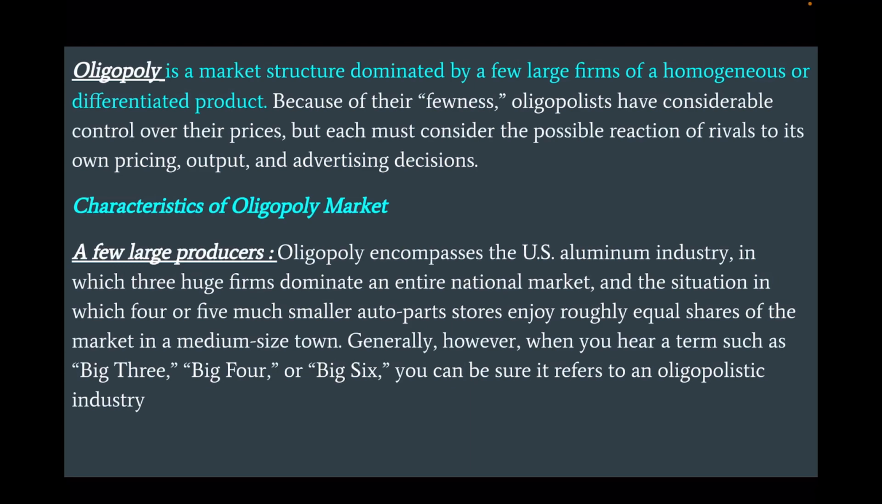Characteristics of oligopoly market: a few large producers. Oligopoly encompasses the US aluminum industry, in which three huge firms dominate an entire national market, and the situation in which four or five much smaller auto parts stores enjoy roughly equal shares of the market in a medium-sized town. Generally, however, when you hear a term such as Big Three, Big Four, or Big Six, you can be sure it refers to an oligopolist industry.